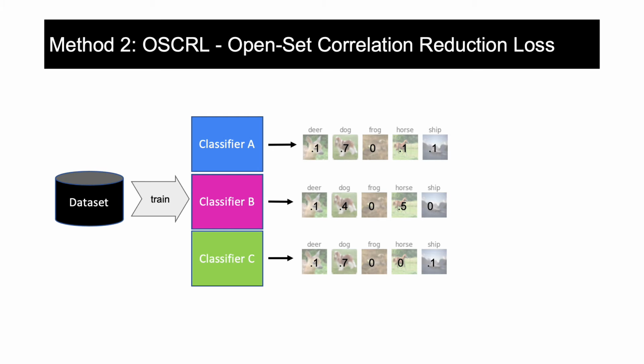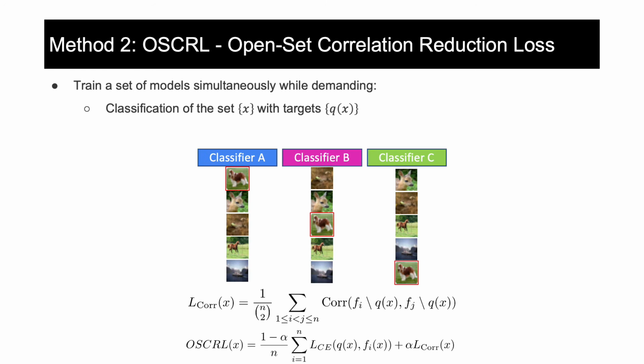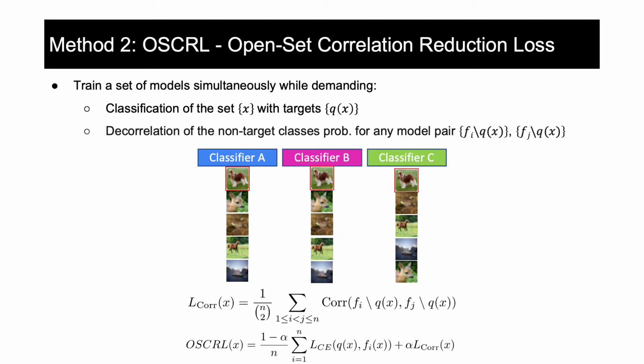The second diversification method we present is the open set correlation reduction loss, or OSCRL. The method explicitly enforces correlation reduction between simultaneously trained models. The ensemble is trained to succeed in the top class predictions while keeping off-target predictions decorrelated over the models.